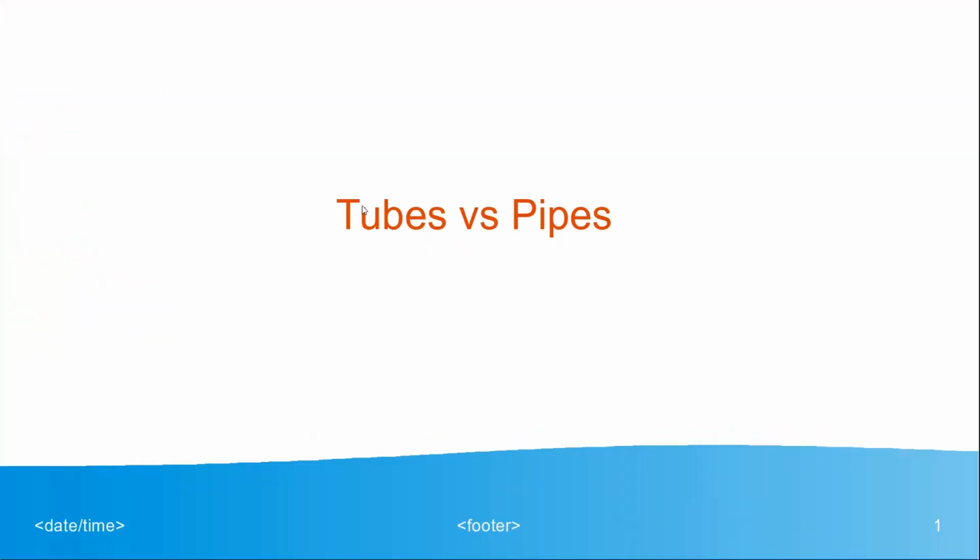Hello, hi everyone. Now, in this session, we are going to see the difference between tubes and pipes. This is the common difference that many people seem to ignore, and most of them think it is interchangeable. A tube can be called as pipe, and pipe can be called as tube.